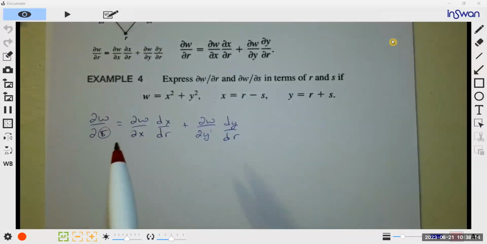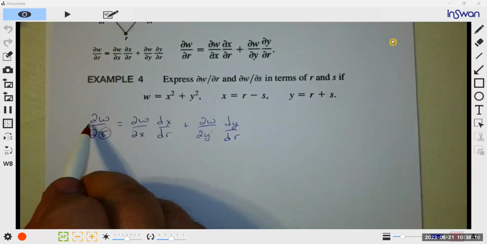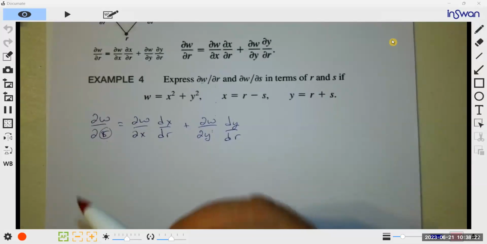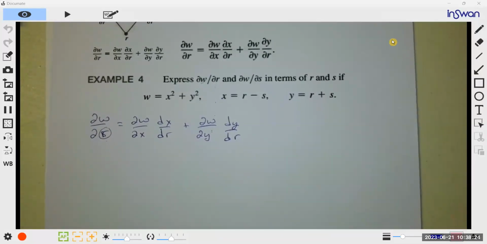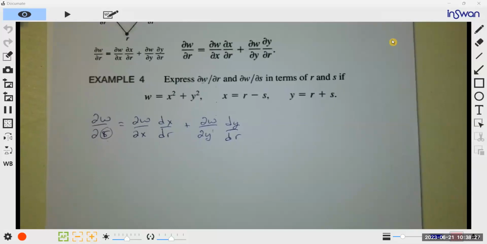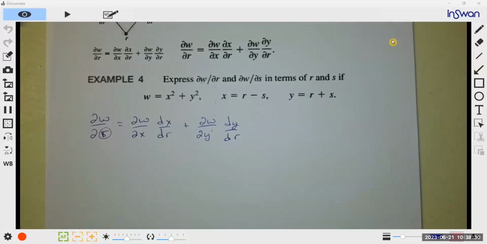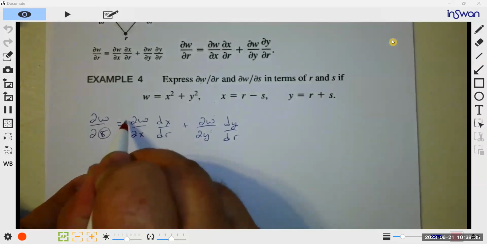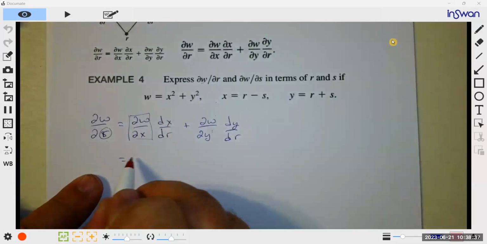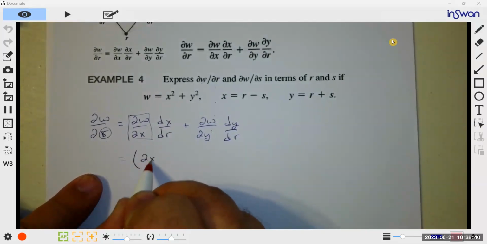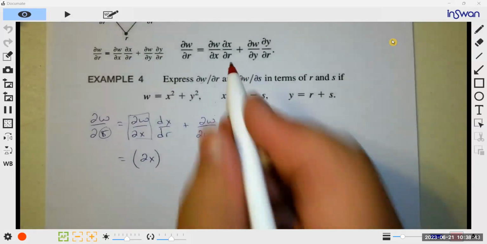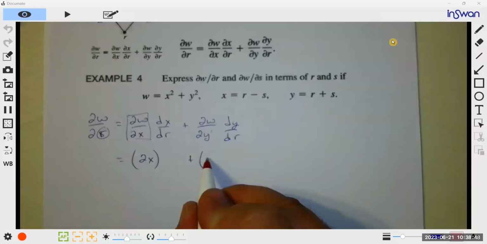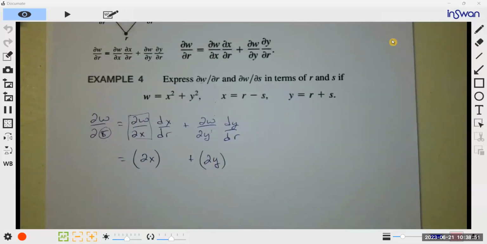Okay, here's something that's going to be confusing. At least with me, these partials might look like 2's, and I will always get confused or mix them up with 2's if I have 2's in the function. So be very, very, very careful when you do that. So the derivative of the function w with respect to x is 2x. Y disappears, it's constant. The derivative of the function w with respect to y is 2y.